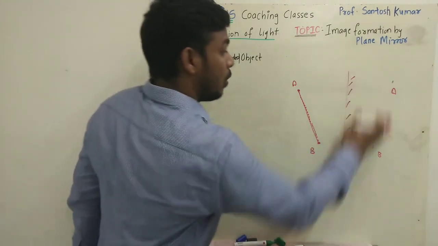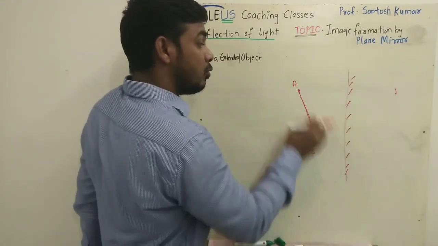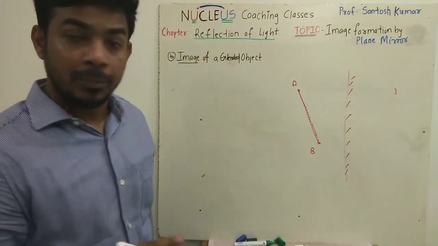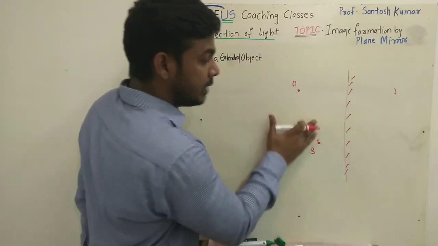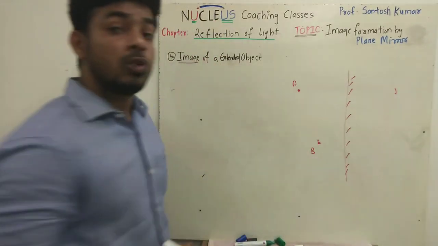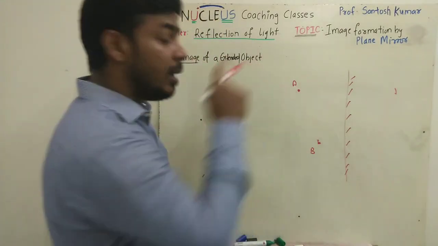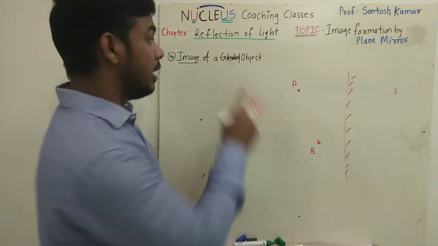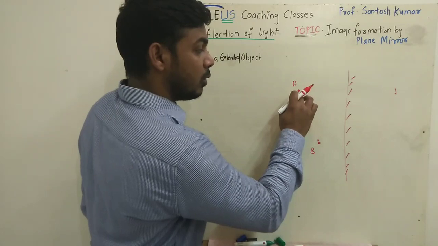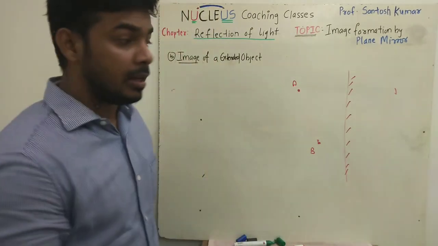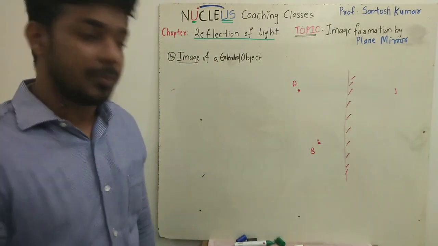So now I have got two point objects. Can you see this as the point object? See, A is a point object, right? And B is also a point object. Using the same rule as that of a point object, we have to locate the image of object A as well as B to get the image A dash B dash.